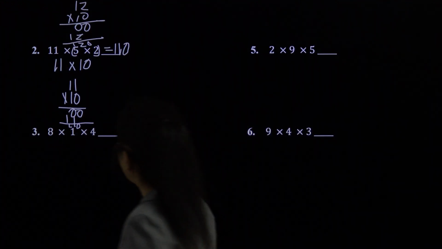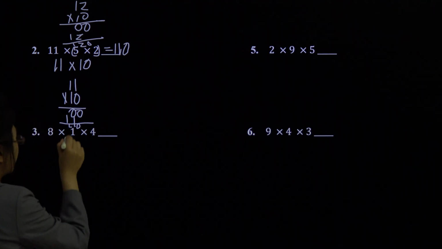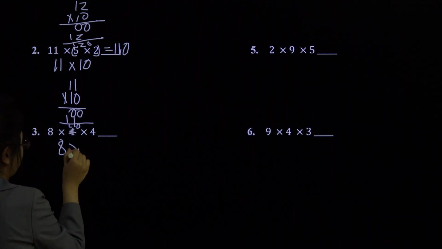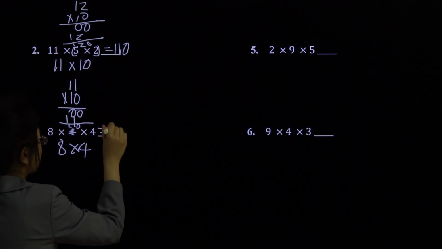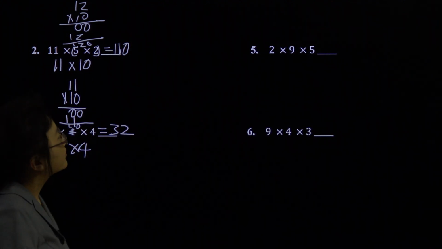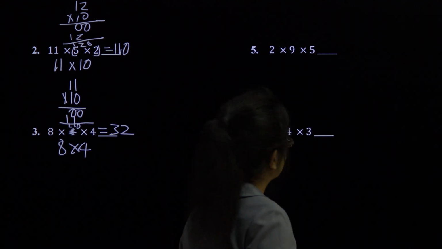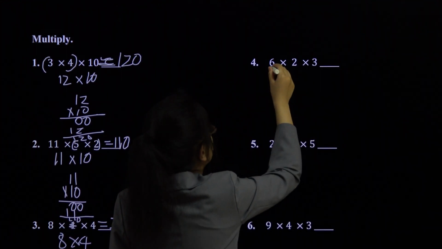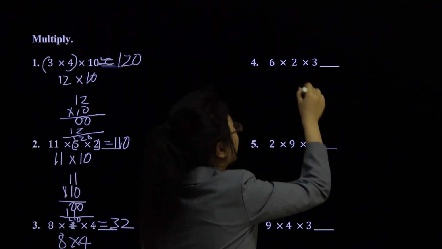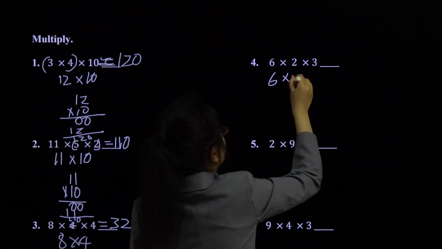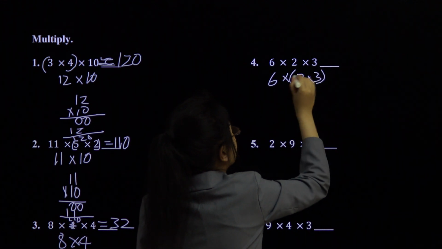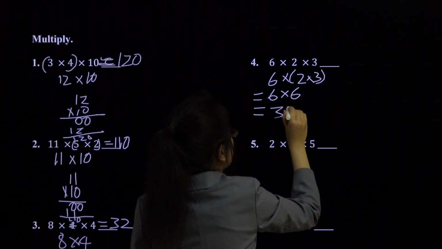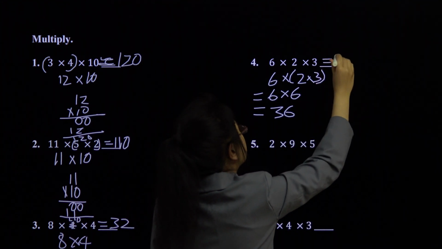Now we have 8 times 1 times 4. But the identity property says that if you times anything by 1, you just get the same thing. So technically, this is equal to 8 times 4, which is equal to 32. Now we go back, and we get to 6 times 2 times 3, which is equal to 6 times 2 times 3 in brackets, which is then equal to 6 times 6, which is equal to 36.